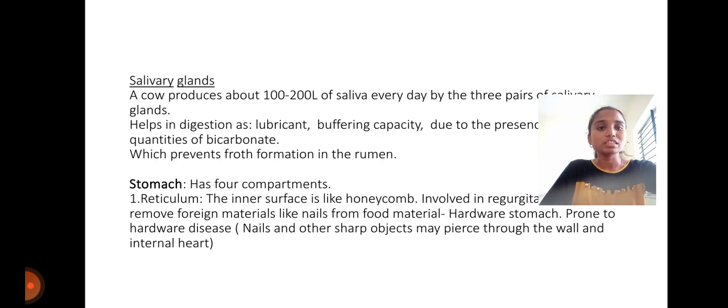Next we have the salivary glands. Cattle produce 100 to 200 liters of saliva every day. Its main functions are lubrication and buffering capacity due to the presence of bicarbonates. Next we have the stomach. It has 4 compartments. Firstly, the reticulum. Its main function is to remove foreign materials.